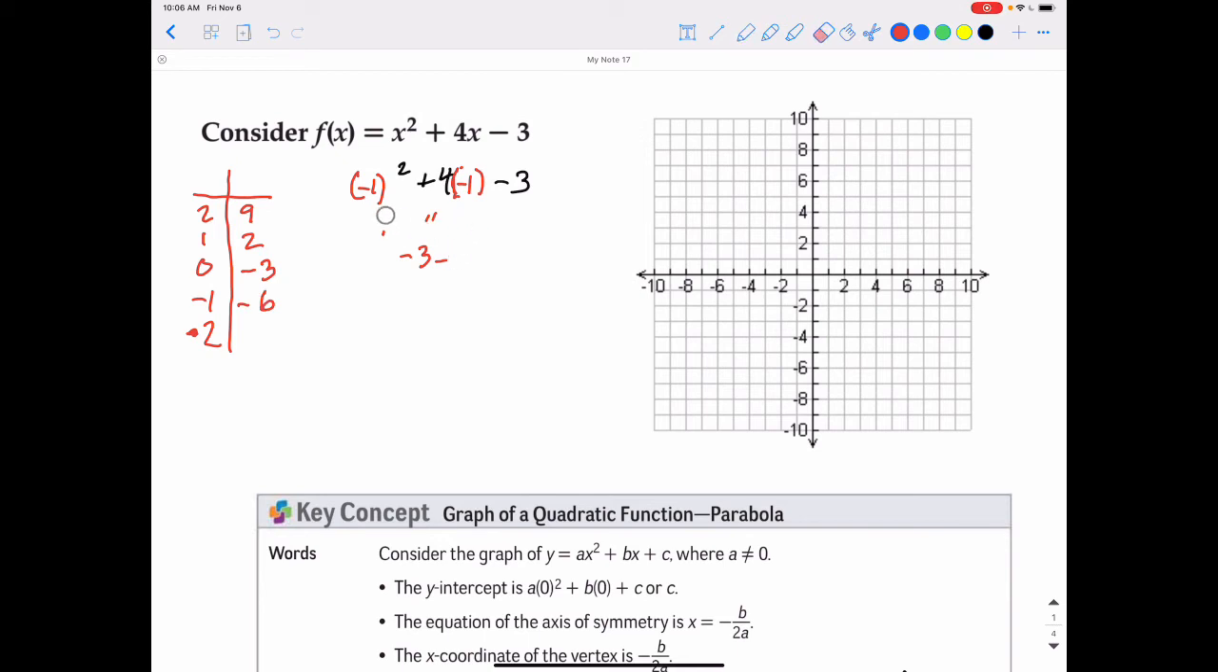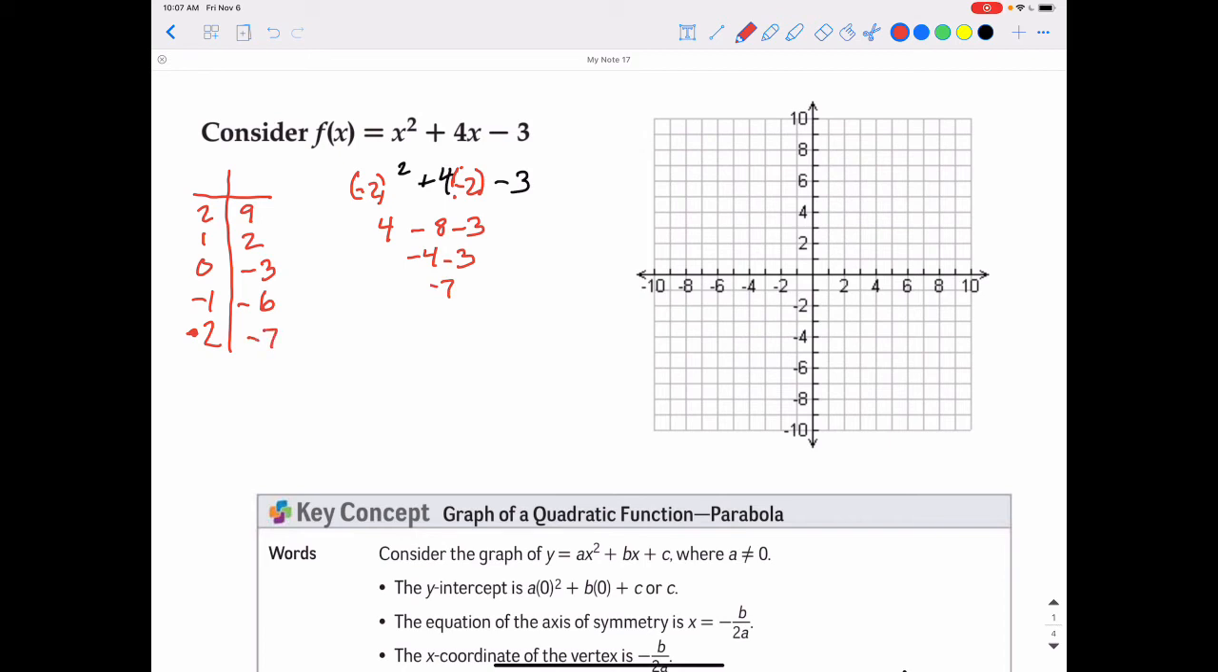And then we can do it with negative 2. So negative 2 squared is positive 4. 4 times negative 2 is negative 8. Minus 3. 4 minus 8 is negative 4 minus 3, and that's negative 7.